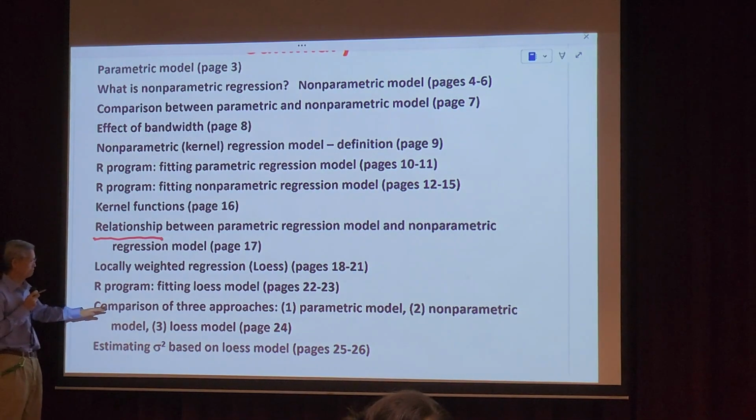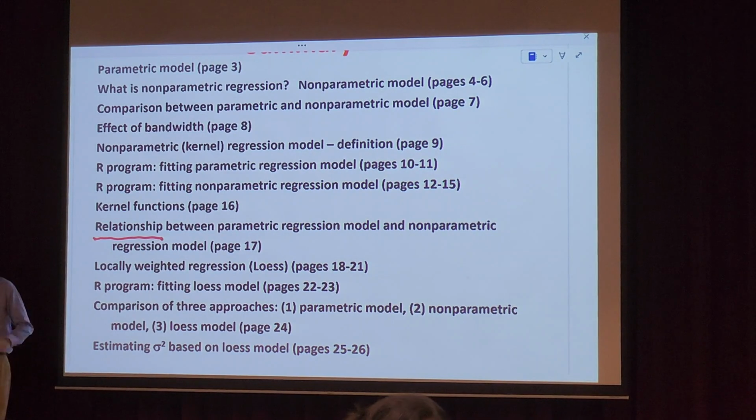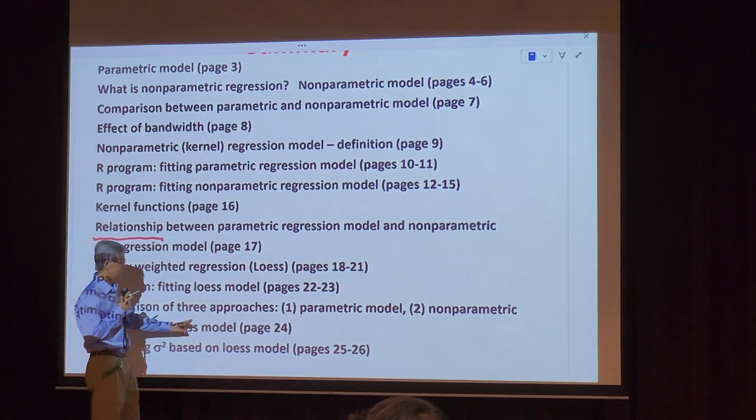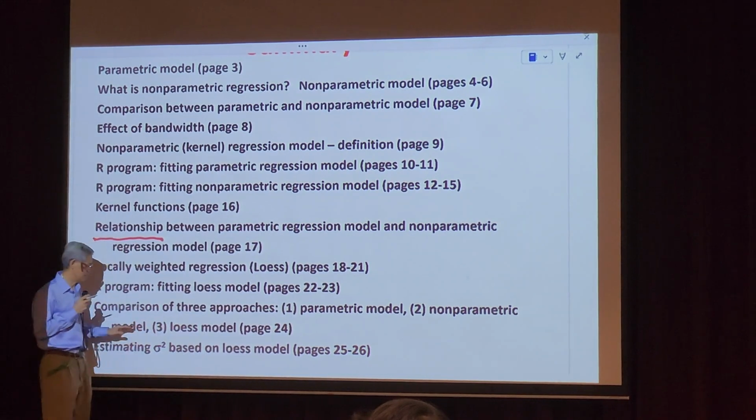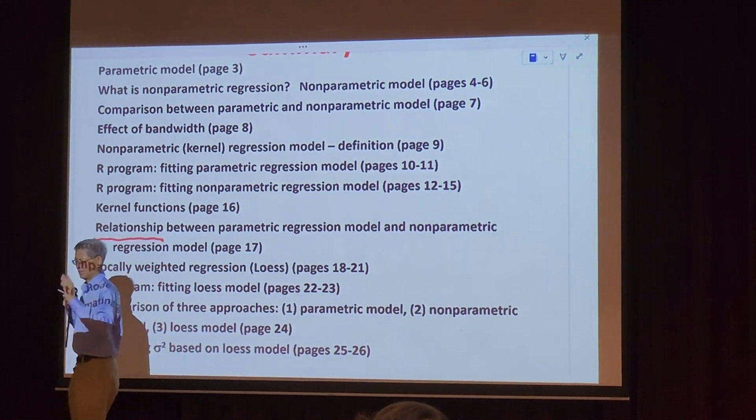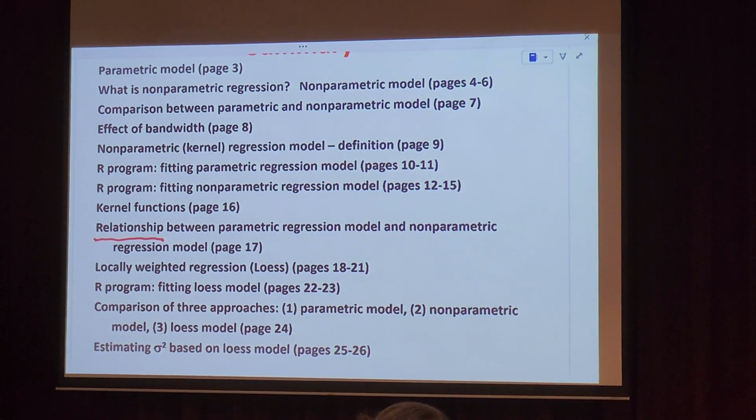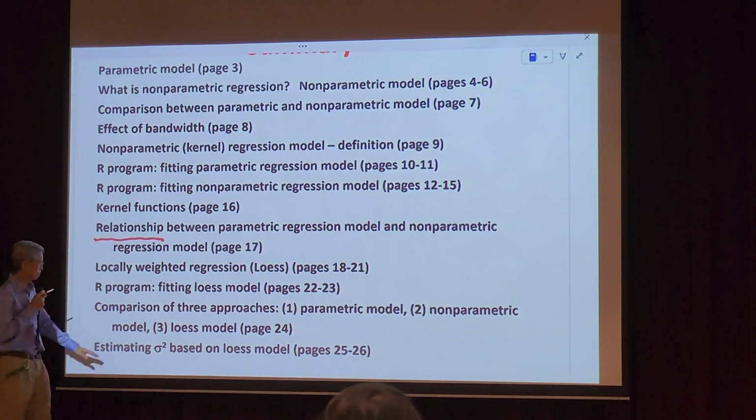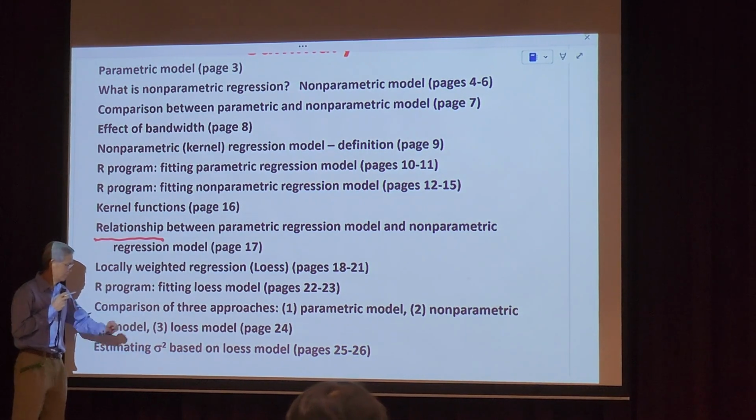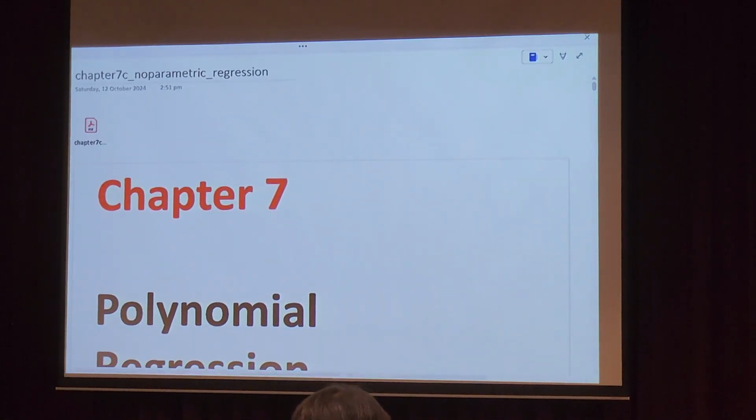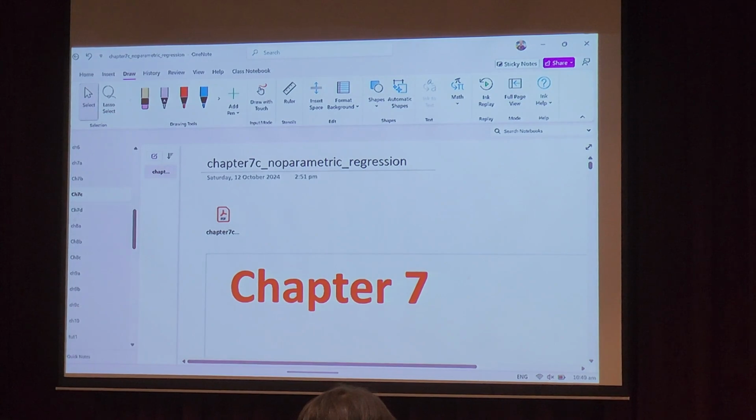And I show you a graph that compares the three models. They look very similar. But I think this third one looks the best. It's smoother than this. Not quite as smooth as this. Maybe this is overly smooth. Yeah, because it has to follow a parametric model. And then we have estimation of sigma square based on the LOESS model. Okay, so that is chapter 7C.